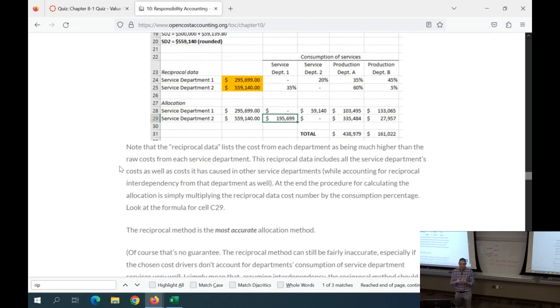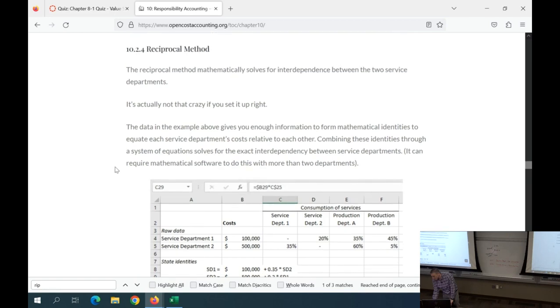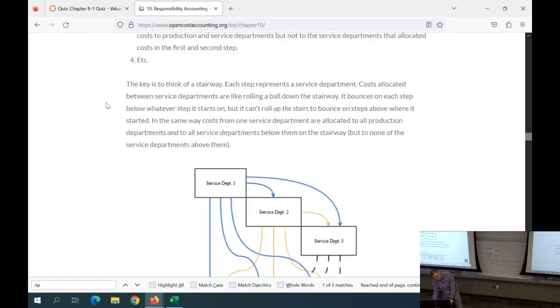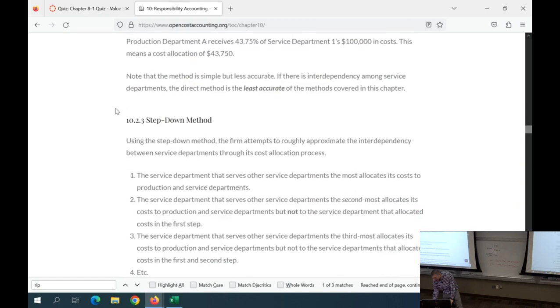10-1 asks you direct costing questions. You have to solve them. It asks you step-down costing questions. You have to solve them. It asks you a few conceptual questions about reciprocal. I don't make you solve reciprocal questions. I want you to learn about it, and I'll go over examples of it, but you don't have to solve them. Okay, so Tuesday we'll go through direct costing, the direct method for service department cost allocations, and the step-down method.